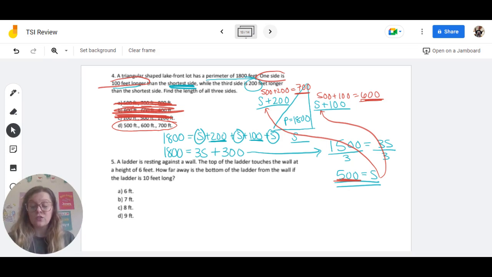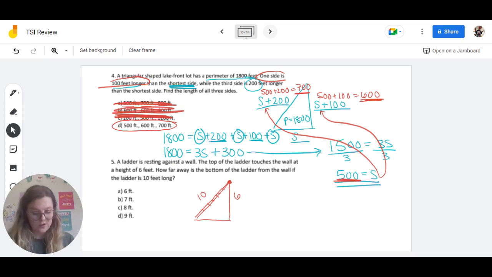Again, geometry questions, we need to draw a picture. So I'm going to draw my ladder. So here's my little ladder here. It's against a wall, and then this is the length away from the ladder and the wall. So they tell us that the ladder hits it at a height of 6 feet. So this guy is 6 feet here. And then it tells me that the ladder itself is 10 feet.